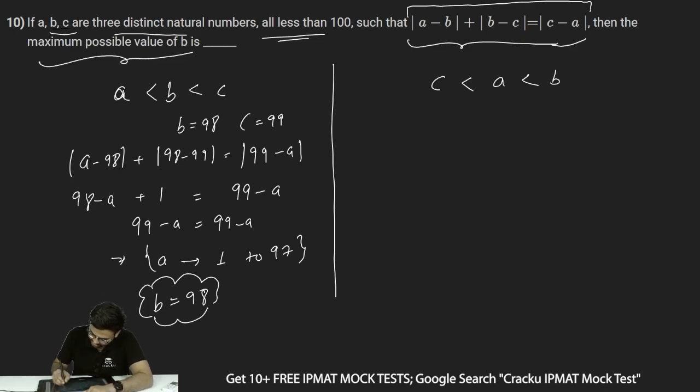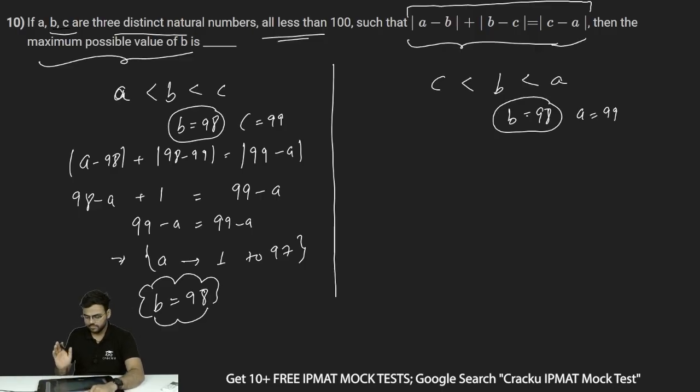Similarly, if I consider the second case, which is C less than B less than A, I'll assume A as 99. So my B will be 98. I am just checking whether B equal to 98 satisfies the equation or not. B equal to 98 is satisfying the equation, so the maximum possible value is 98 for B, because it cannot be 99, as then I will have no value for A. All three are distinct numbers.